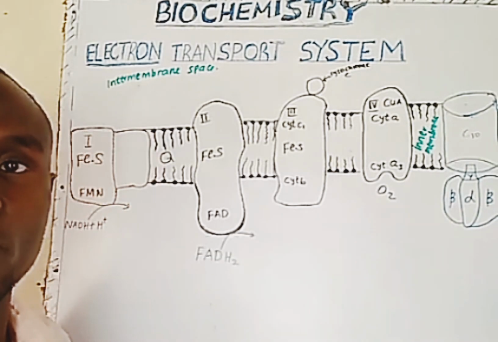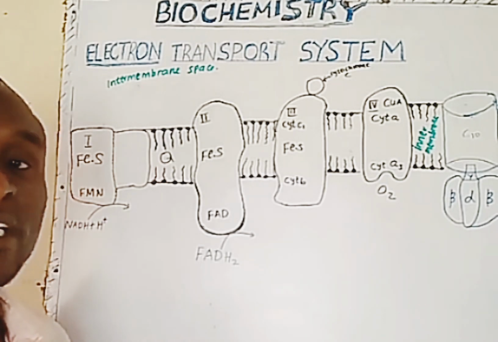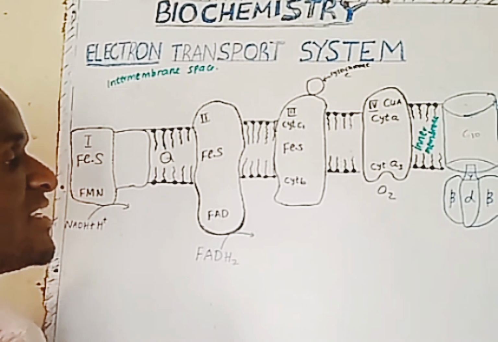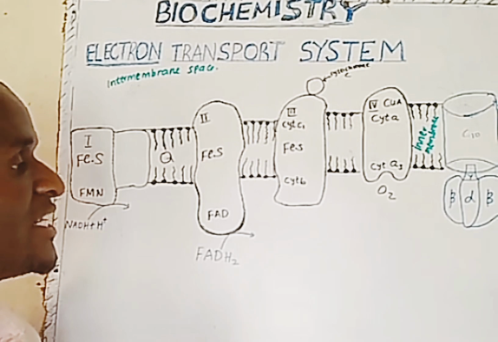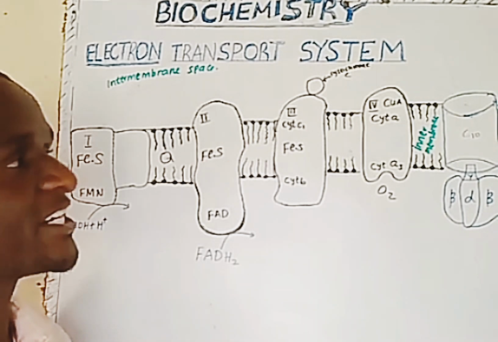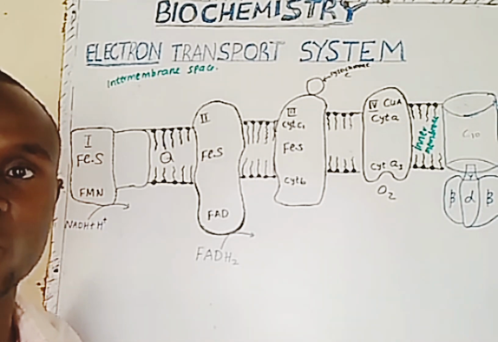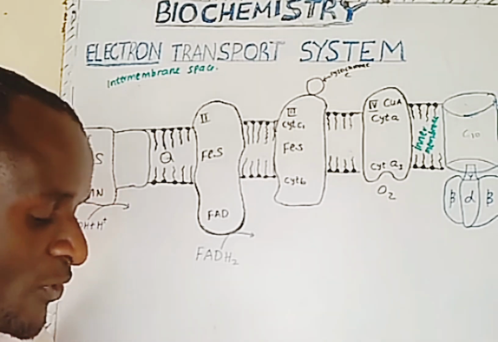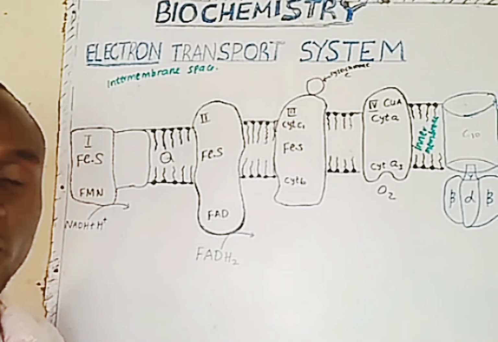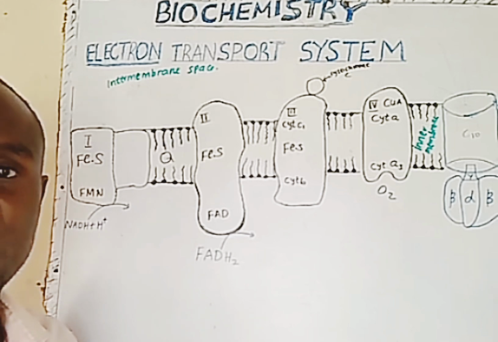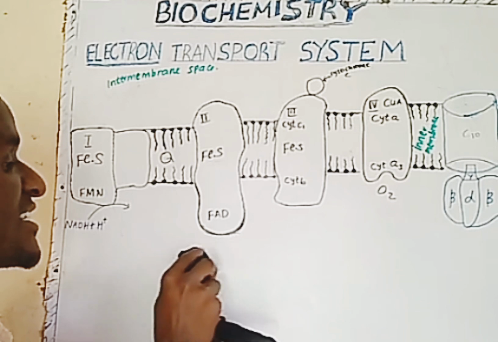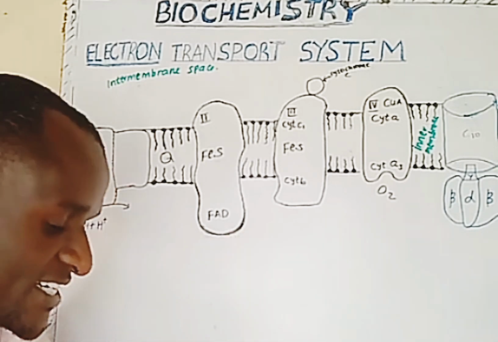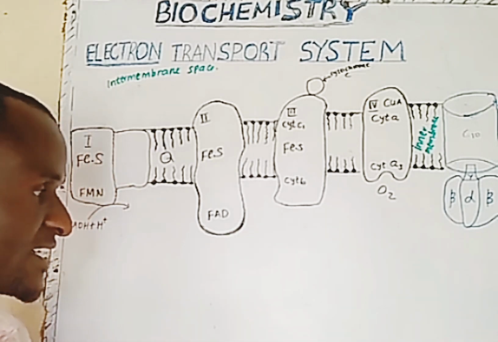Next, let's go to complex 2. Complex 2 is also known as succinate dehydrogenase. This complex 2 is a very special enzyme in that it is the only membrane-bound enzyme found in the electron transport system that is also found in the TCA cycle. The reason it is known as succinate dehydrogenase is that it dehydrogenates succinate. This is what it does.